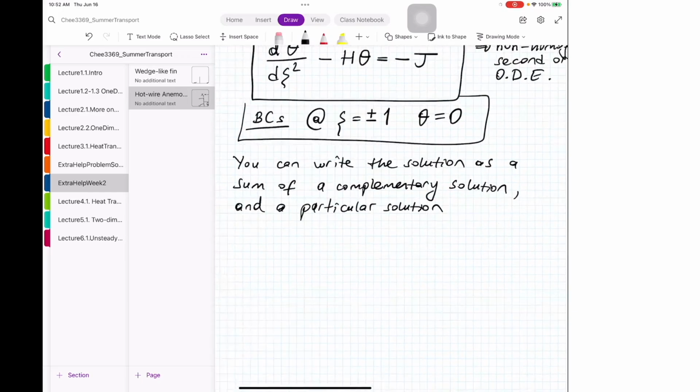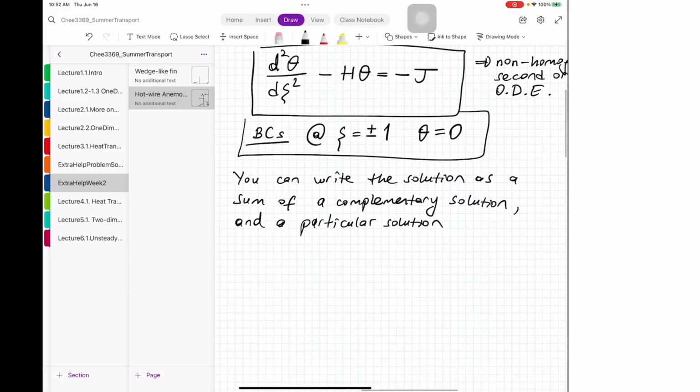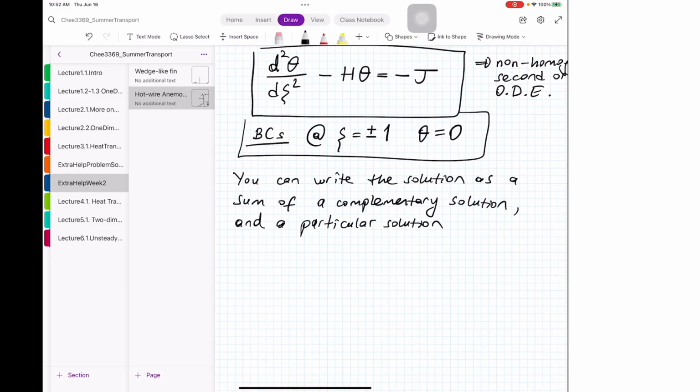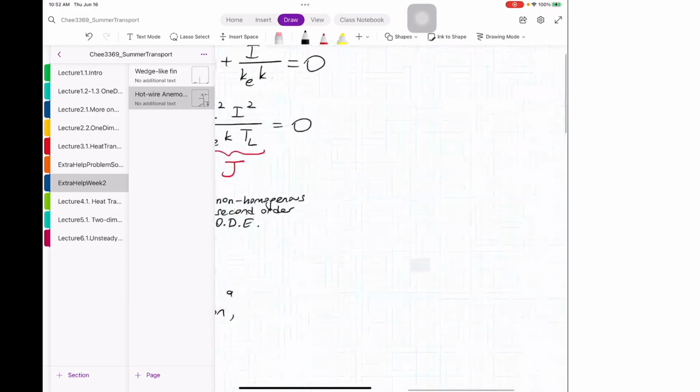So it means the following. You can actually write down the solution to the homogeneous counterpart of the same equation plus any particular solution that solves this equation. And the complementary solution, theta complementary solution, is the solution to the homogeneous counterpart of this equation.